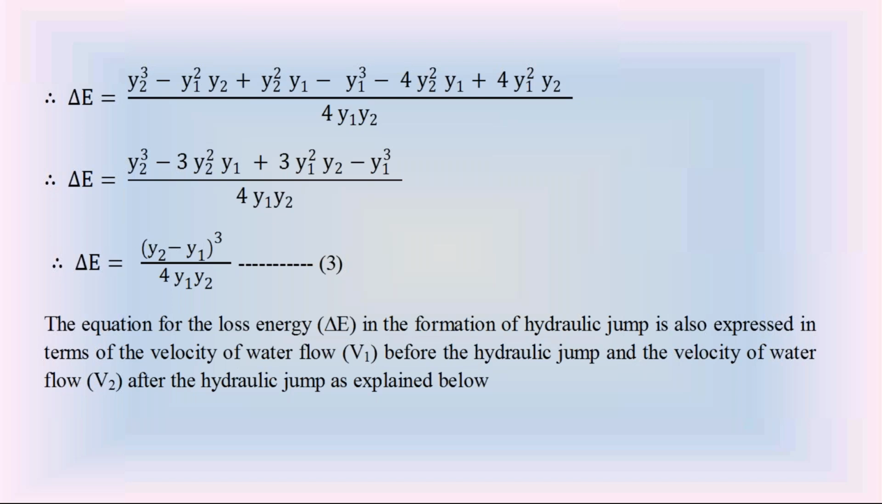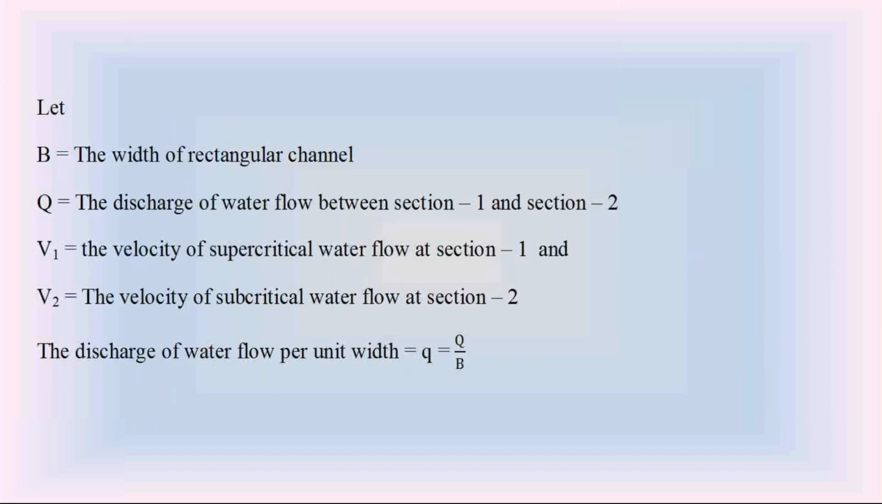Now I am going to discuss what is that loss of energy delta E in the hydraulic jump in terms of the velocity of water flow V1 and V2. Please come to that discussion. We consider the channel as a rectangular channel. The width is B. Take between section 1 and section 2 the discharge of water flow as capital Q. At section 1 in the supercritical condition the velocity of water flow is V1, and at section 2 in the subcritical condition the velocity of water flow is V2.